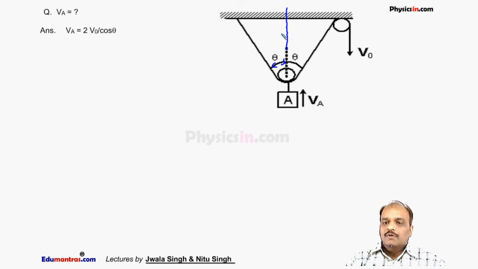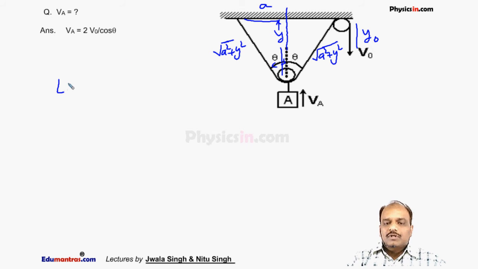Now let this length be y. Let this distance be a. So this length is root over a square plus y square. This is also root over a square plus y square, and let this length be y naught. So the total length of the string can be written as root over a square plus y square into 2, because of this length and this length, plus y naught. This is the total length of this string.